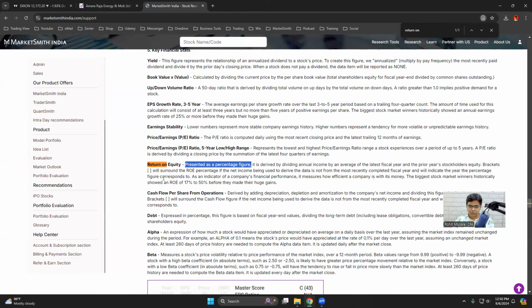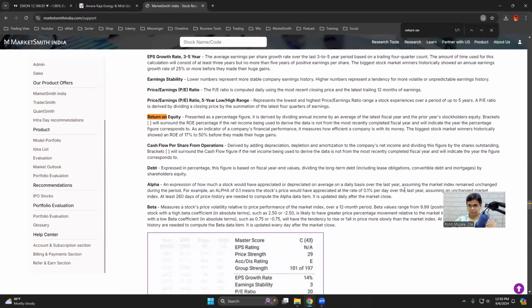Okay. So as an indicator of a company's financial performance, it measures how efficient a company is with its money. So for every dollar of equity invested in the business, what percent is the company earning back in terms of profit? That's minimum 17% is what is required. The biggest stock market winners historically showed an ROE of 17% to 50% before they made their huge gain. So this word 'before' is very important. So this is what we want. We want to look at stocks which show minimum ROE of 17%.